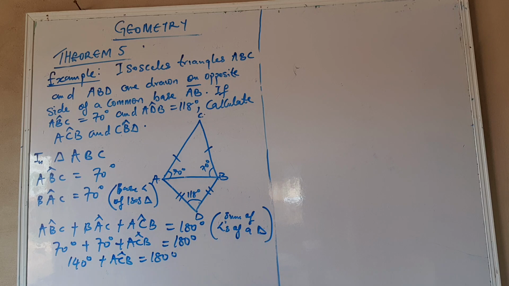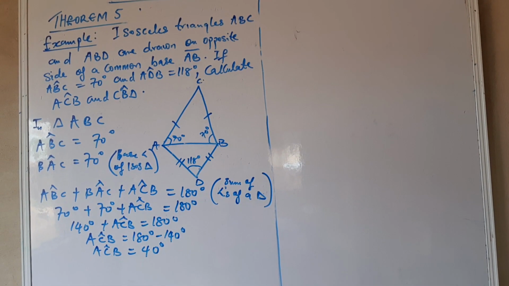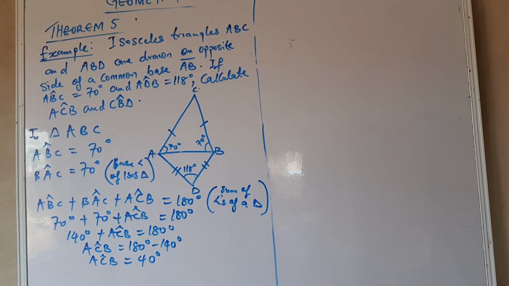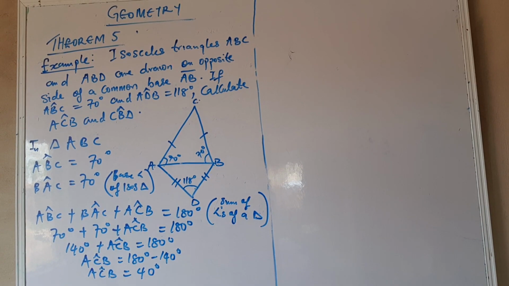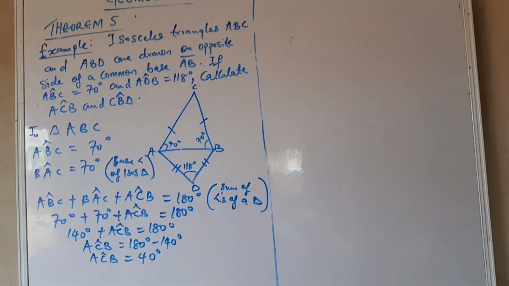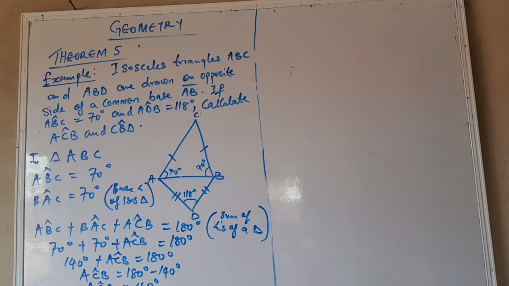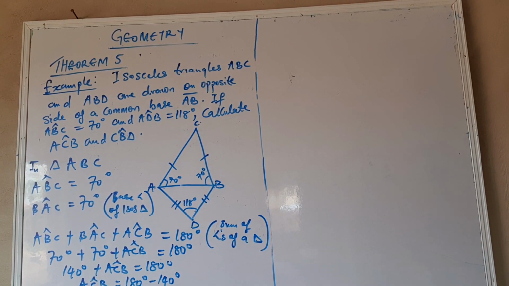So I will collect like terms. I have ACB equal to 180 degrees minus 140 degrees. And my ACB will equal 40 degrees. And that is the first thing we are asked to look for. That is, my ACB will equal 40 degrees. Okay?